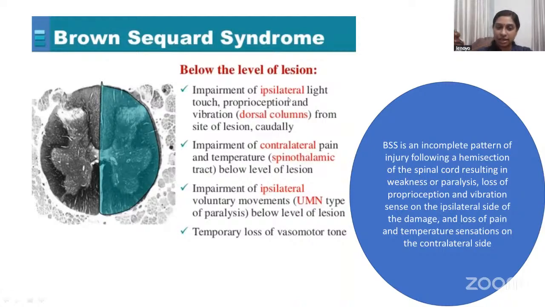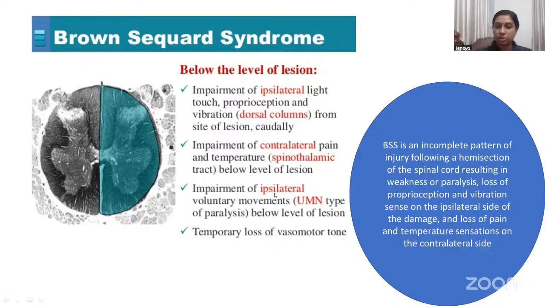of ipsilateral light touch, proprioception, vibration. That usually it's affecting the dorsal columns, therefore causing this type of impairment. Okay, dorsal column pathways are responsible for light touch, proprioception, vibration from the site of the lesion caudally. That's towards the lower part. And impairment of the contralateral pain and temperature, that's due to spinothalamic tract. Okay, spinothalamic tract pathways are responsible for the pain and temperature. And since they are crossed, the impairment of contralateral pain and temperature occurs in Brown-Sequard syndrome.